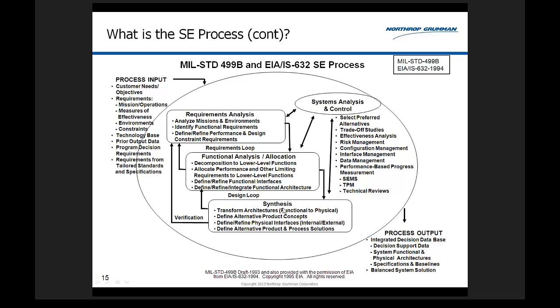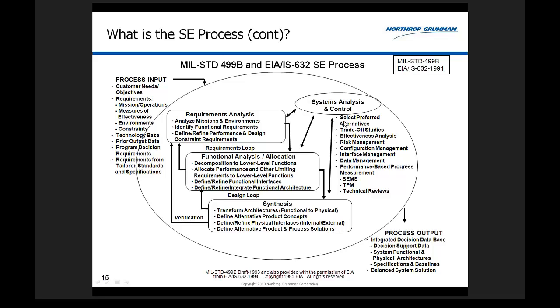Then you go into the design, the synthesis: transform the functional architecture to the physical architecture. Okay, the functional architecture comes out of the functional analysis. Now you want to get to the physical architecture. Define alternative product concepts. There are many types of concepts. Define the functional interfaces, internal and external, and define the alternative product and process solutions.